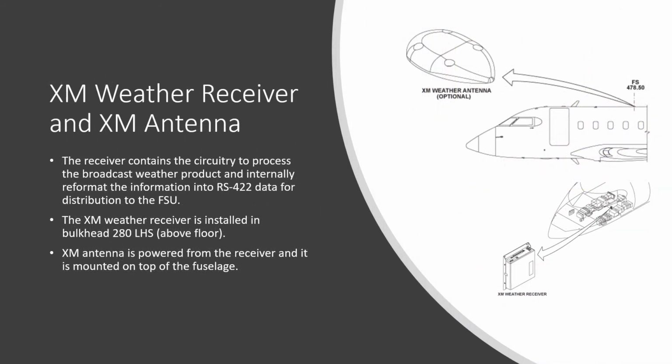The XM weather receiver, which is a satellite weather receiver, requires a satellite receiver box, which is in the avionics bay, and an XM weather antenna on top of the fuselage. It will transfer that information from the receiver to the file server unit on an RS422 bus, and then from there it can be transferred up onto the screens. The antenna is powered from the receiver, and it's mounted on the top of the fuselage at station 478.5.